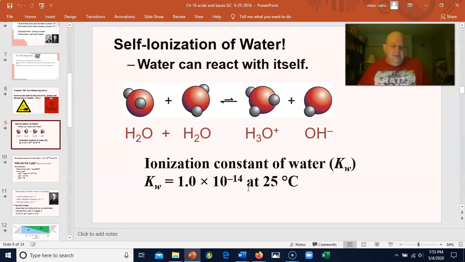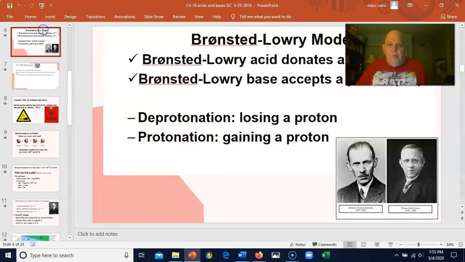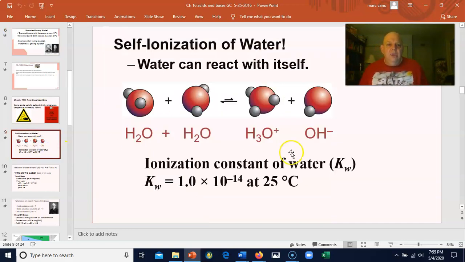Which matches this. So the H3O plus, is that an acid or a base? Well, if you go back here, Bronsted-Lowry said the acid donates a proton. The Bronsted-Lowry base accepts a proton. So when we look here, the OH minus will accept the proton. That makes it the base. And then here, the H3O plus is going to give that proton, give that hydrogen ion, and that makes it an acid.